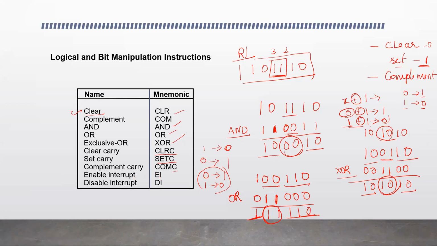And enable interrupt and disable interrupt. We have learned a little about interrupt, and still in this chapter we have another topic about interrupt. We will be learning it in detail, so there we will discuss. This is to enable the interrupt. When there is an interrupt signal, the flag has to be enabled. That is done by the instruction EI, and disable interrupt is done by the instruction DI. So these are all the logical and bit manipulation instructions. These bit manipulation instructions are specially used to perform specific operations on individual bits.